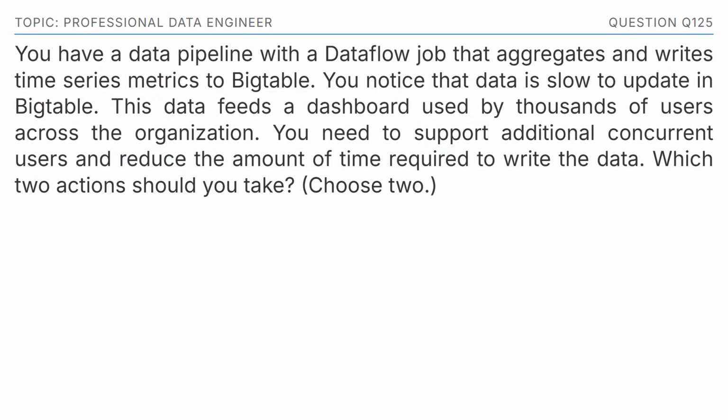You have a data pipeline with a Dataflow job that aggregates and writes time series metrics to Bigtable. You notice that data is slow to update in Bigtable. This data feeds a dashboard used by thousands of users across the organization. You need to support additional concurrent users and reduce the amount of time required to write the data. Which two actions should you take? Choose two.